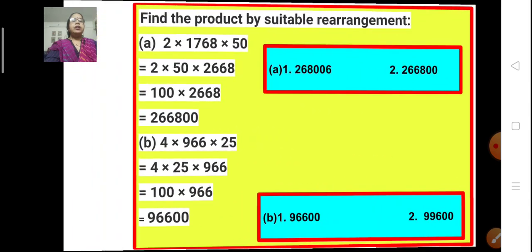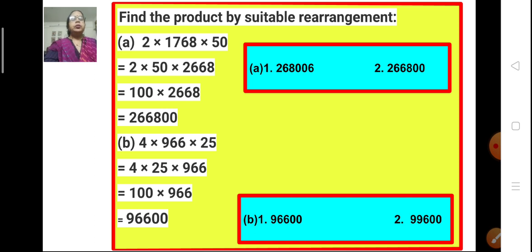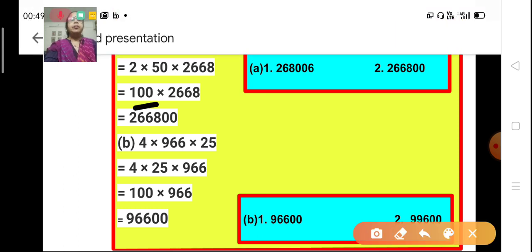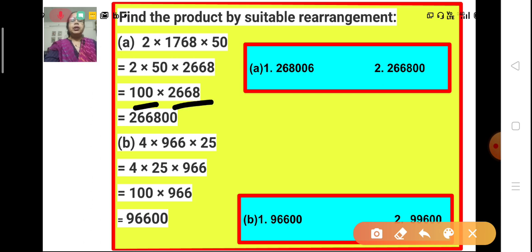Now the next one, find the product by suitable rearrangement. Here also we rearrange the numbers in such a way that the multiplication can be carried out very easily. So 50 and 2 we have brought together so that we get 100 by multiplying them, and any number we can easily multiply by 100, isn't it?